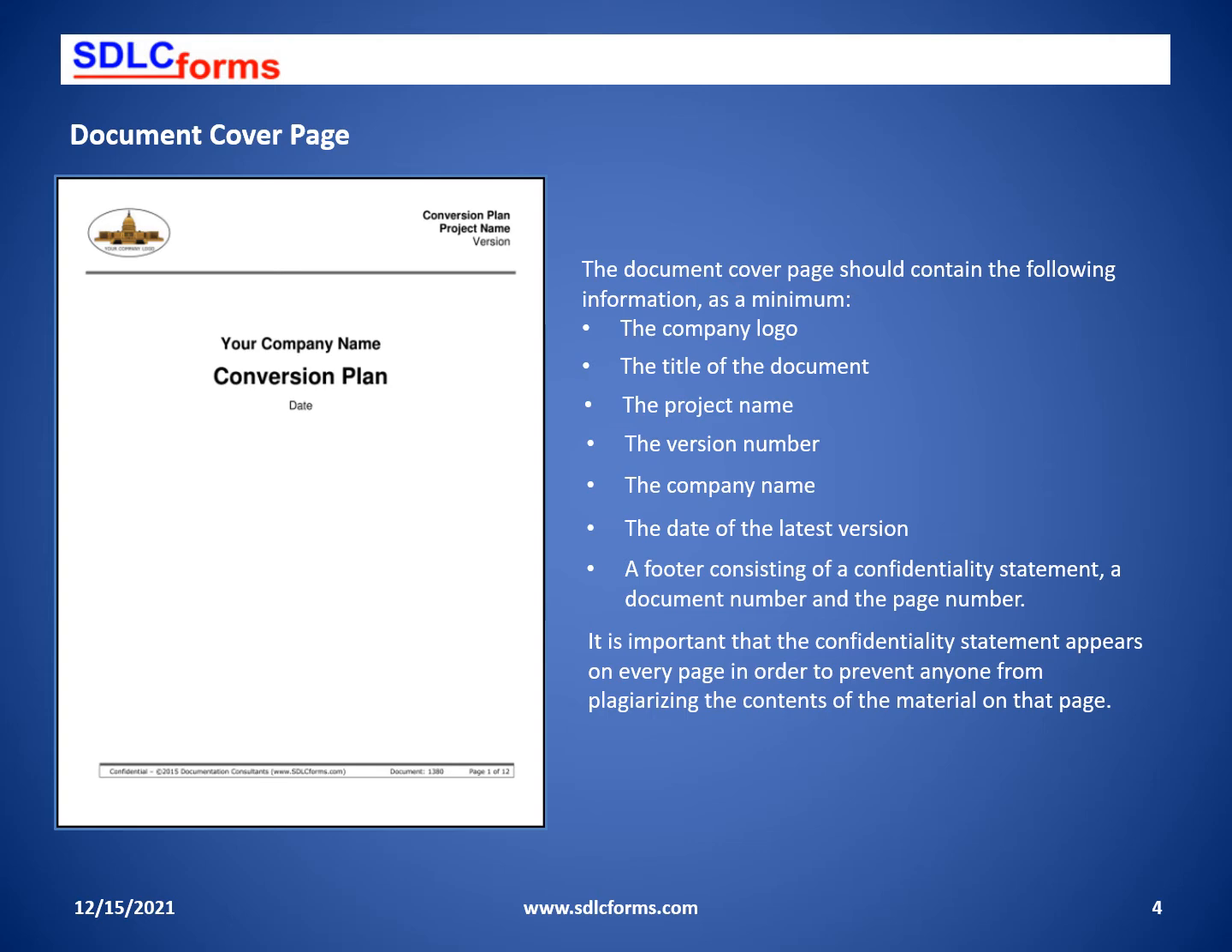What are the elements that should appear on this cover page for ease of personnel to recognize what's in this document? What is the document title, the project name, and version? Will it contain a confidentiality agreement to protect the company? And does it include the document number and sequential page numbering?